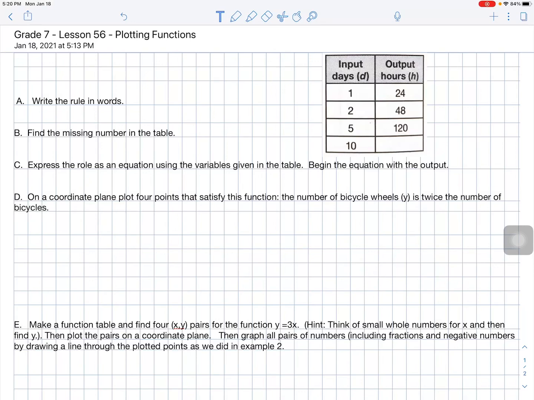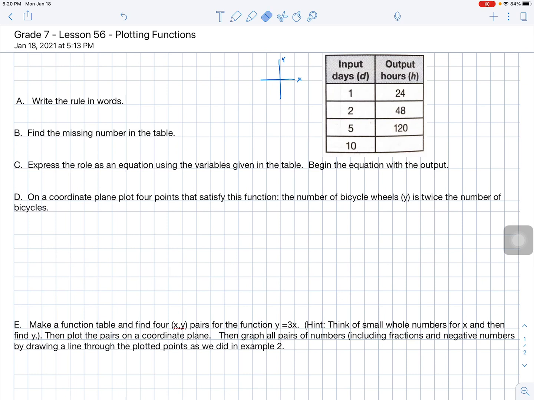Okay, grade 7. Here we go, plotting functions. We've all learned about coordinate planes. Coordinate planes, of course, have the y-axis this way and your x-axis this way. We've learned about coordinate planes before, but now we're going to learn how to write functions for this.